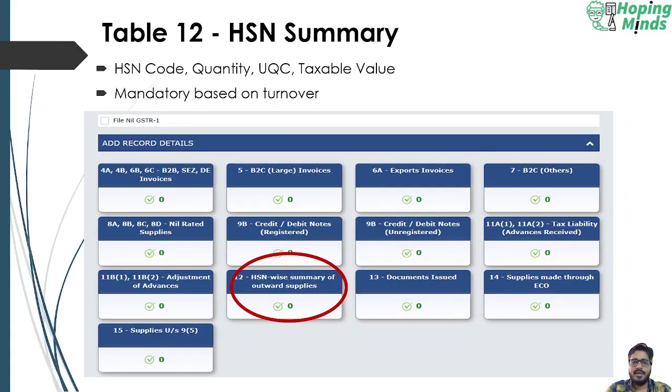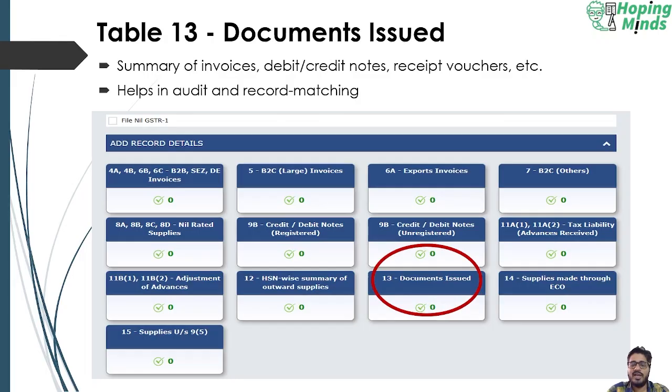So next is HSN wise summary of outward supplies. Under this table, HSN wise and rate wise details are required to be disclosed. Details like HSN code, then description of goods, then unit of quantity, total quantity. Total quantity is not required to be filled up in case of services. Then total taxable value, rate of goods or services, then the corresponding GST amount is required to be disclosed under this table.